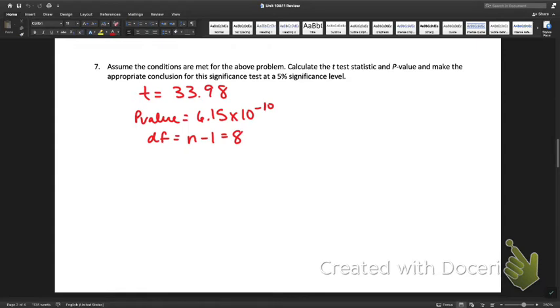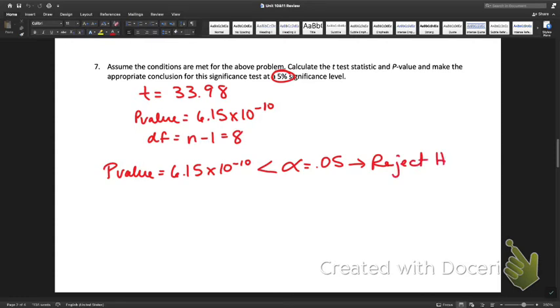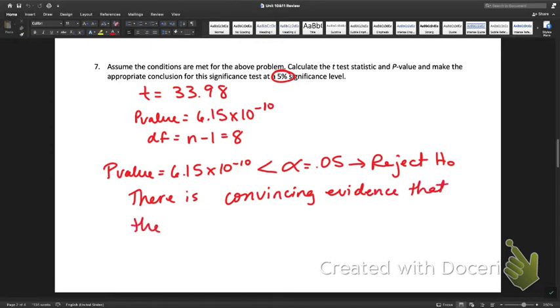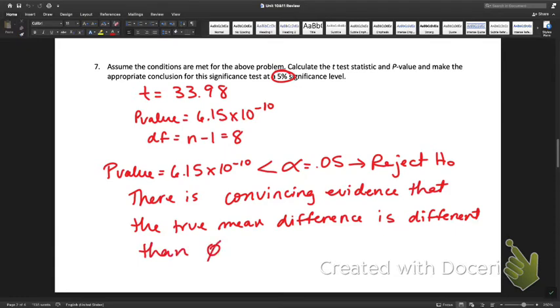And so now it says that we should make the appropriate conclusion. So the p-value equals a super small number, and that is less than the alpha of 0.05. That's our significance level that it gives us. And because the p-value is so low, we're going to reject that null hypothesis. And the reason that we can reject the null hypothesis is because there is convincing evidence that the true mean difference is different than 0, which we should not be surprised.